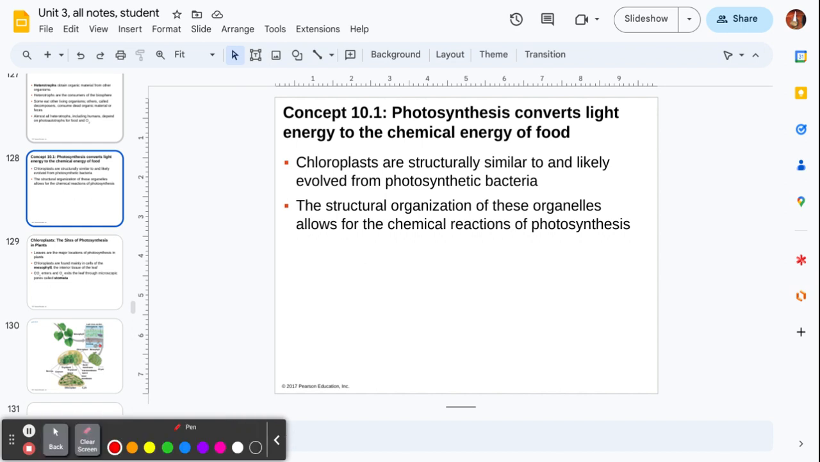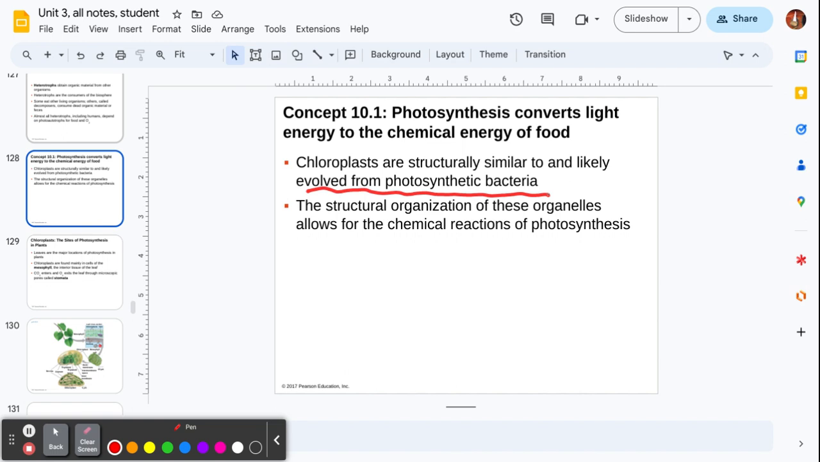We think that it actually started out in photosynthetic bacteria. Do they have chloroplasts? No, they don't. So what they do instead is they have pigments that are embedded in their cell membrane. So that's how they do it. They don't have an organelle called a chloroplast.